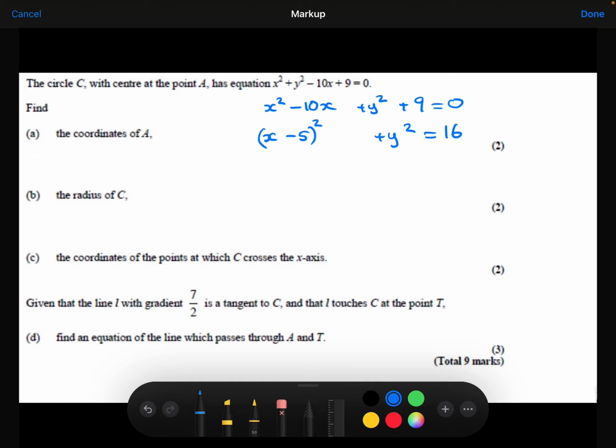So this gives us the equation of the circle, where I can see that the centre of the circle, the x coordinate is going to be 5 because of the minus 5 there. And the y coordinate of the centre of the circle is just going to be 0, because we've got a y squared there. It's almost like imagining having a y minus 0 there. The radius of the circle, well, r squared is 16. So r is going to be the square root of 16, which is 4.